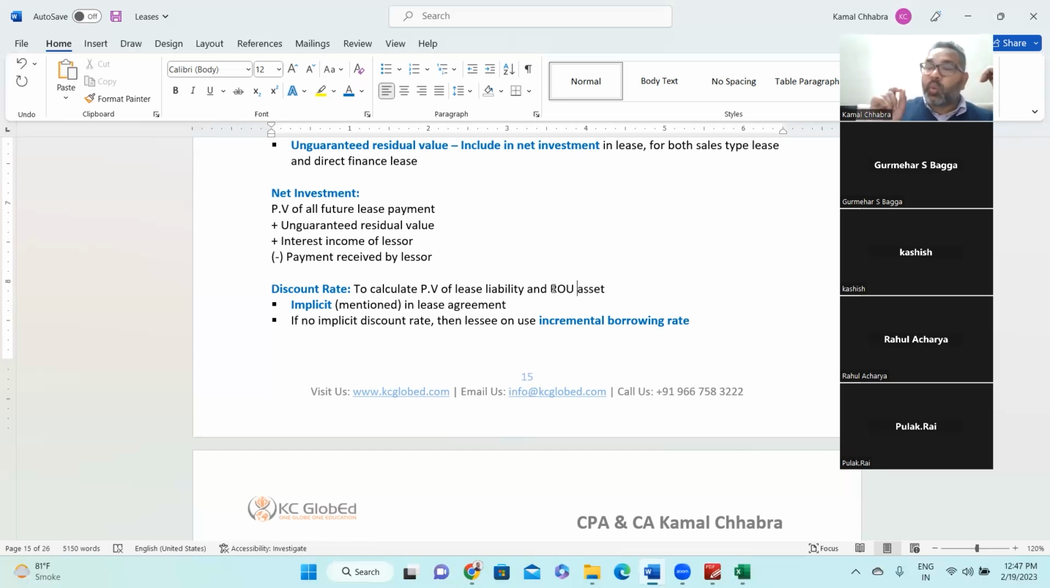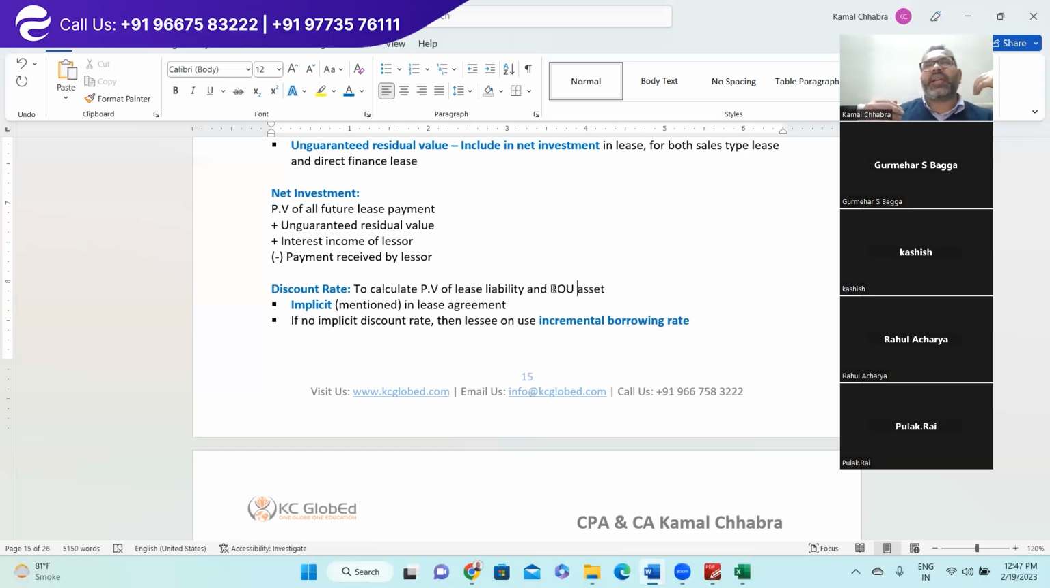Yes. So what discount rate should we consider? The discount rate should be clearly mentioned in the lease agreement. If it is not clearly mentioned in the lease agreement, then you check my incremental borrowing rate. If I had taken a $100,000 borrowing from the bank, what interest rate would the bank have charged? That interest rate you should consider for discounting. Make sense?